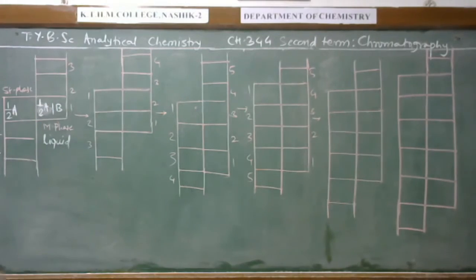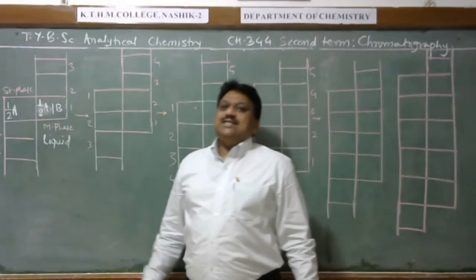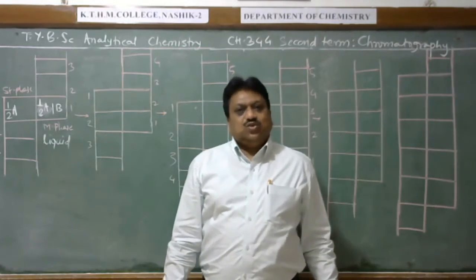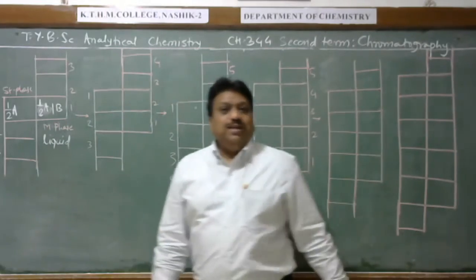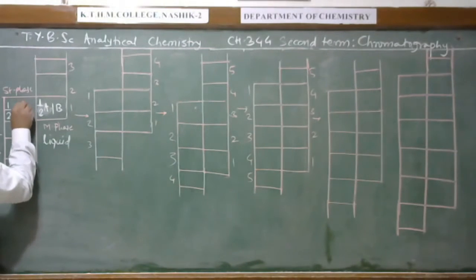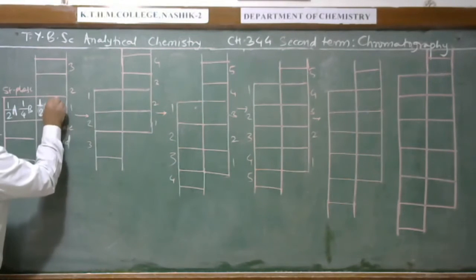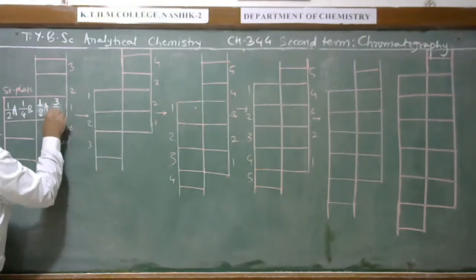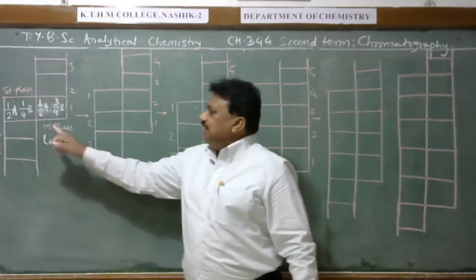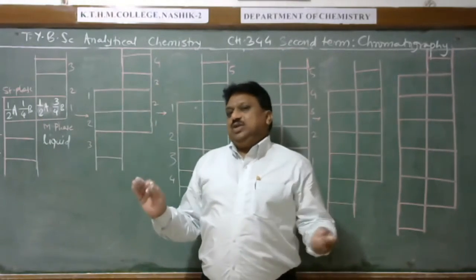That is, A is equally soluble. While what about B? B is 25% soluble in the stationary phase and 75% soluble in the mobile phase. Therefore, B gets distributed as 1/4 B, that is 25%, and here A 3/4 B. That means on the basis of solubility difference, A and B get distributed between the two solvents.